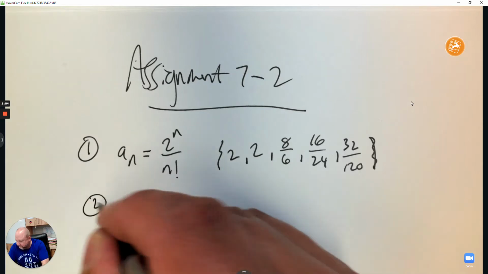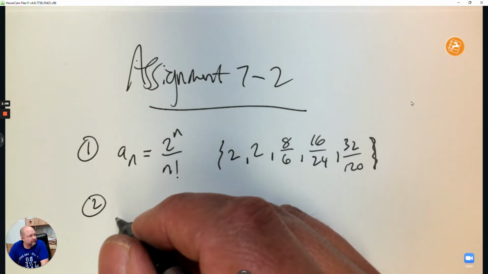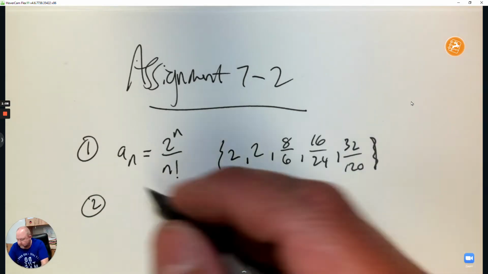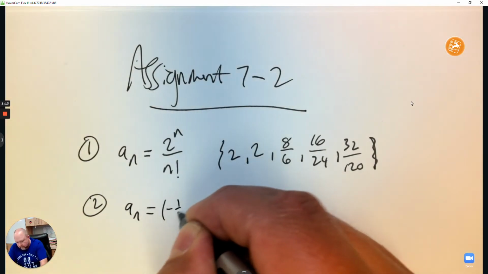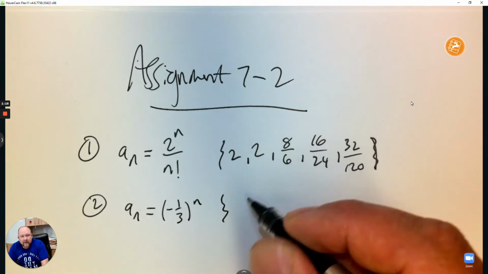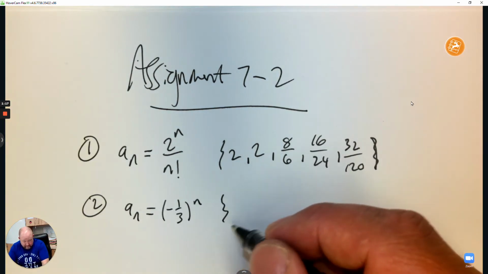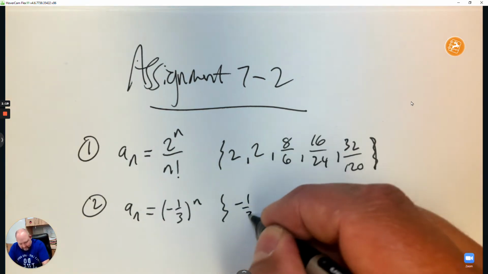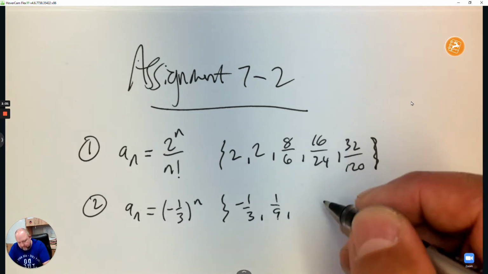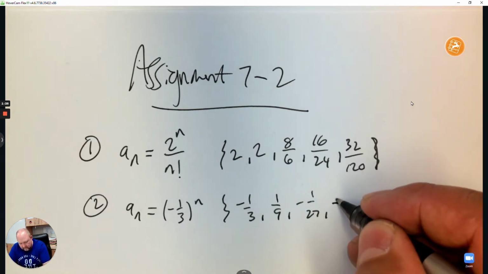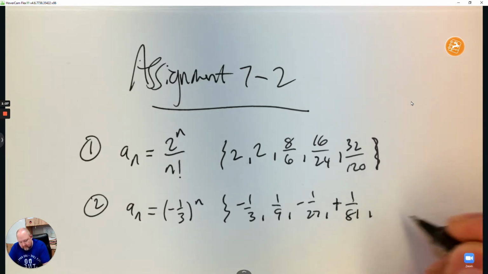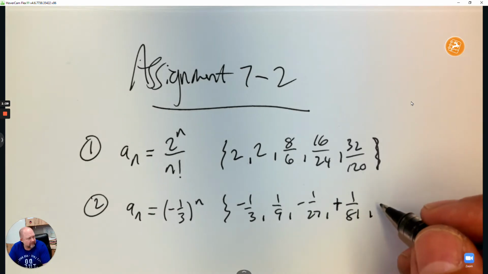Number 2. Plug in, those aren't very fancy. Plug in 1, plug in 2, plug in 3, plug in 4, it's a positive, and then 5, was that 243? Yeah.